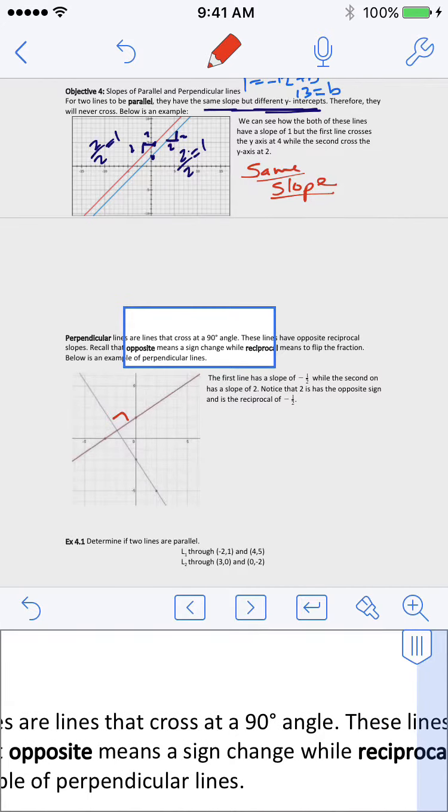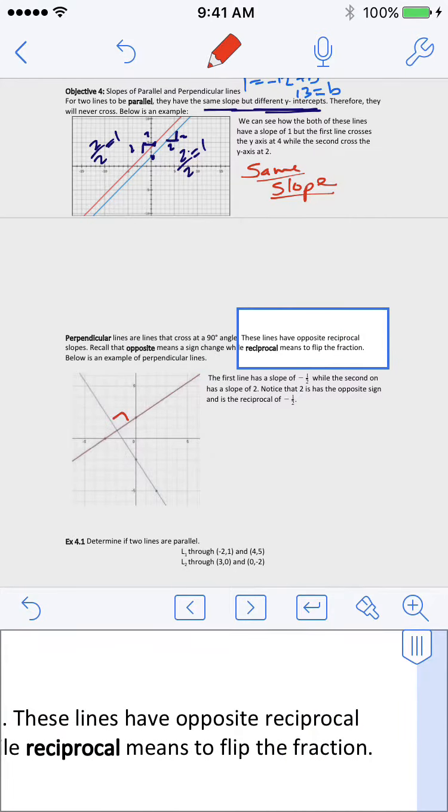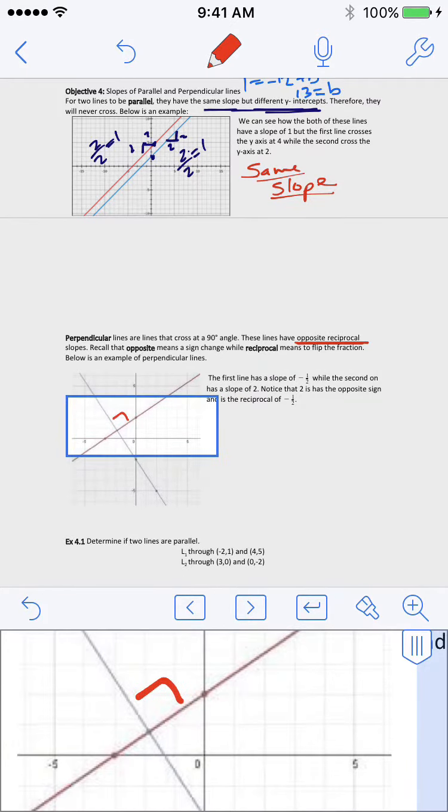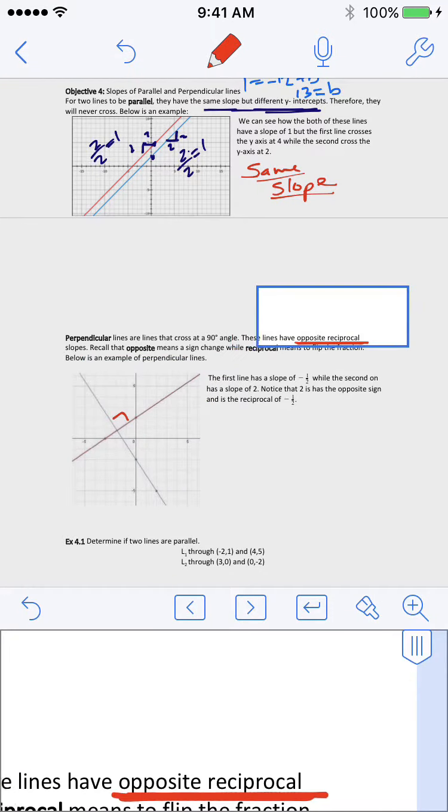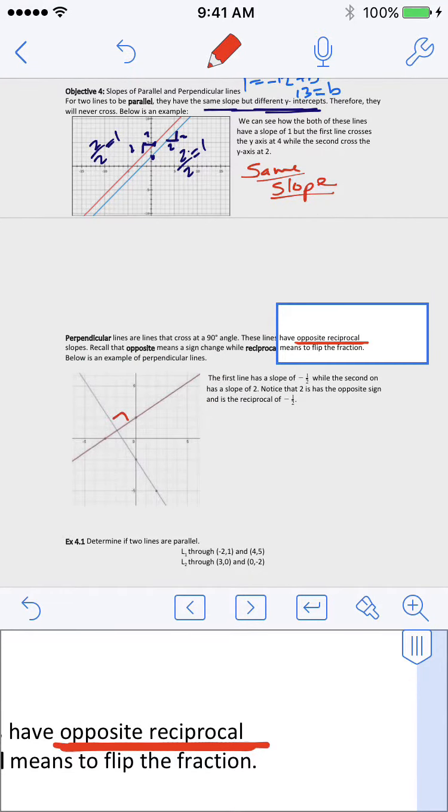But again, that's sort of a visual representation, and it's not really the definition we're going for. There's a reason they cross at 90-degree angles. The reason is because they have opposite reciprocal slopes. So they do not have the same slopes. They definitely don't have the same y-intercept, right? Because they're not even relatively similar. If you look at these two here, those are definitely not the same y-intercepts. But they have opposite reciprocal slopes.